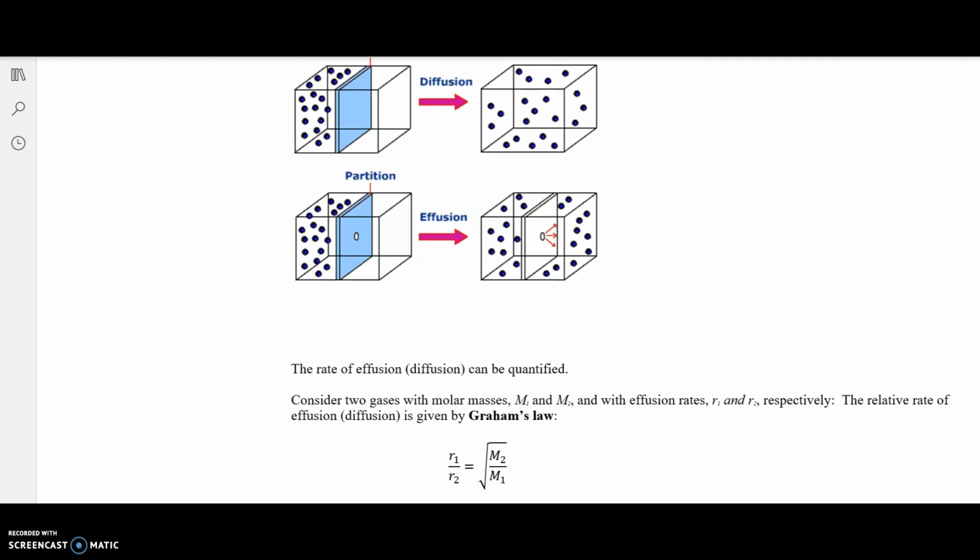Okay, so before I get into explaining question number 9, I'm just going to explain a little bit about Graham's law, just because the question refers to Graham's law. Graham's law is that the rate of effusion of a gas is inversely proportional to the square root of the mass of its particles. So basically we're quantifying the rate of effusion or diffusion.